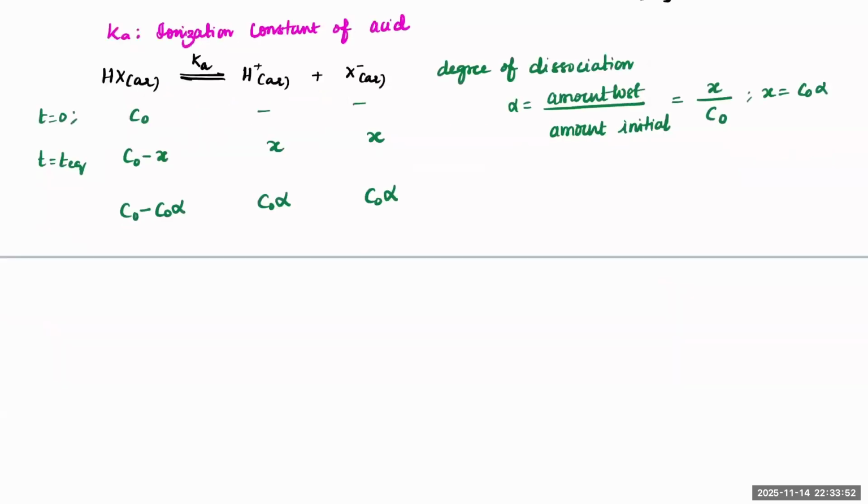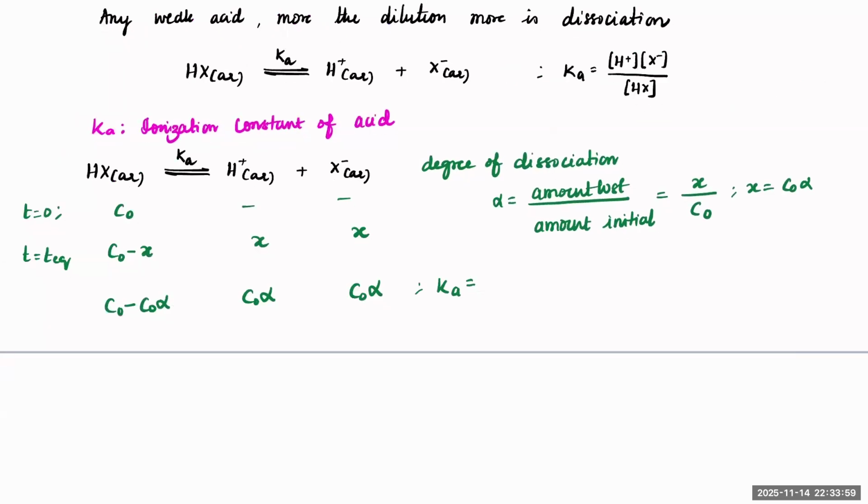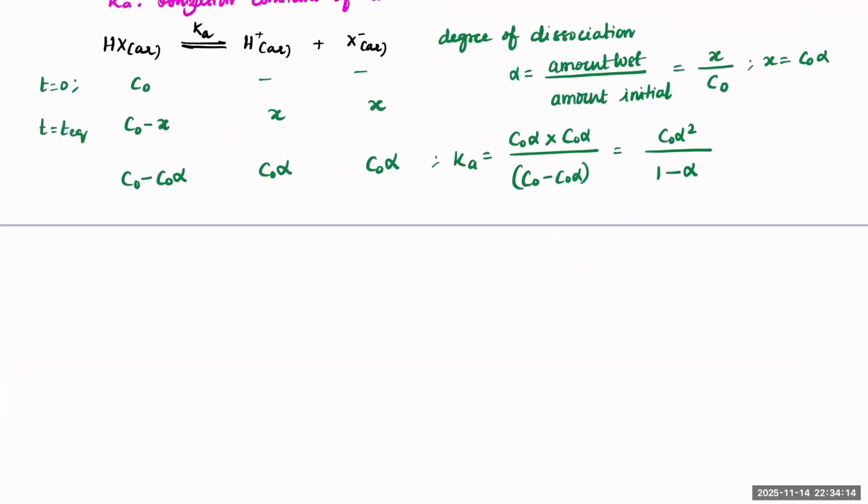Now the same Ka, which is H plus into X minus divided by the HX concentration, will become C naught alpha multiplied by C naught alpha, divided by C naught minus C naught alpha. One C naught is common, so it is C naught alpha square by 1 minus alpha. This is the value of Ka that you will get: Ka is equal to C naught alpha square by 1 minus alpha.